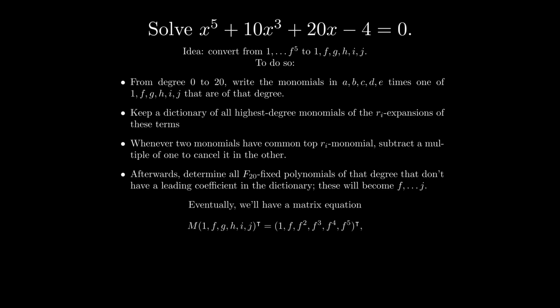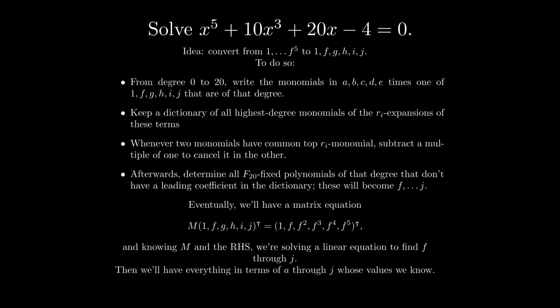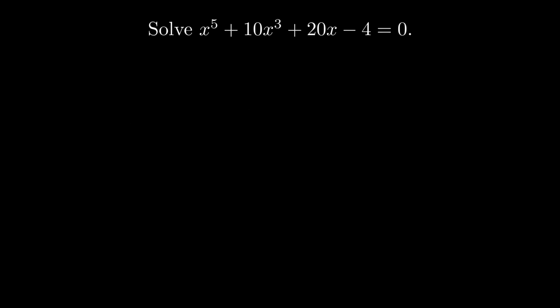Anyway, going up to degree 20 with our lookup table, we'll be able to decompose the powers of F into polynomials in A through E times F through J, which we'll write in this matrix form. And then we're solving Mx equals b, where we know M and b, so we just invert the matrix to get F through J. And then with this huge dictionary, we'll know everything about every F20 invariant polynomial we would ever ask. So let's begin the process to show how it works.